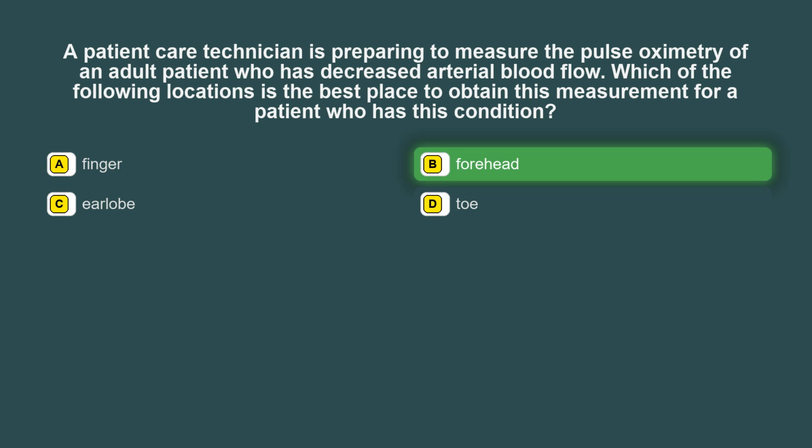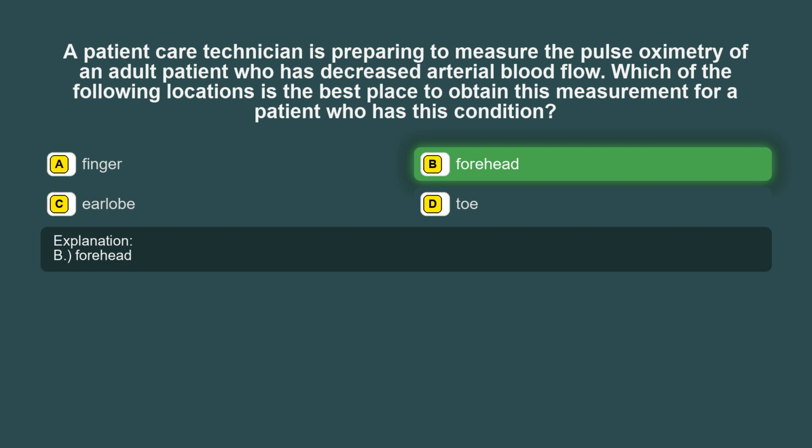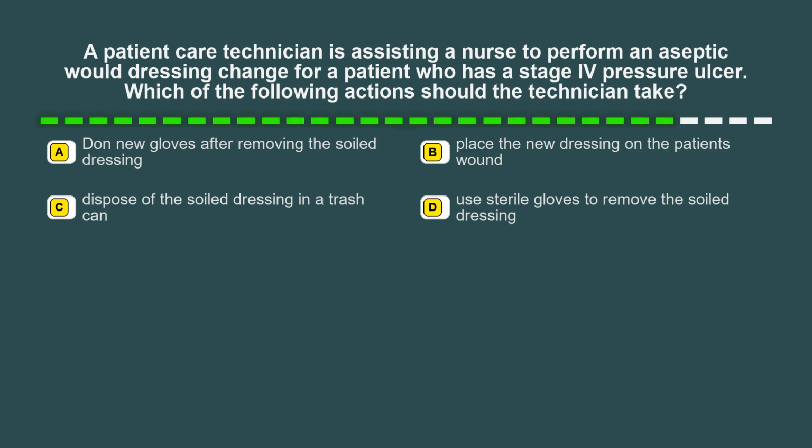The correct answer is option B, forehead.